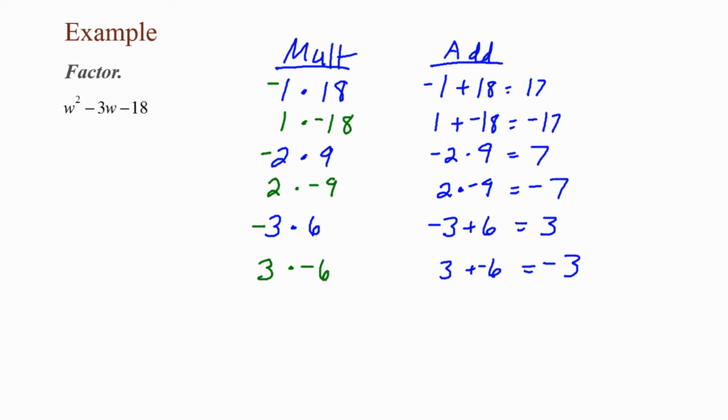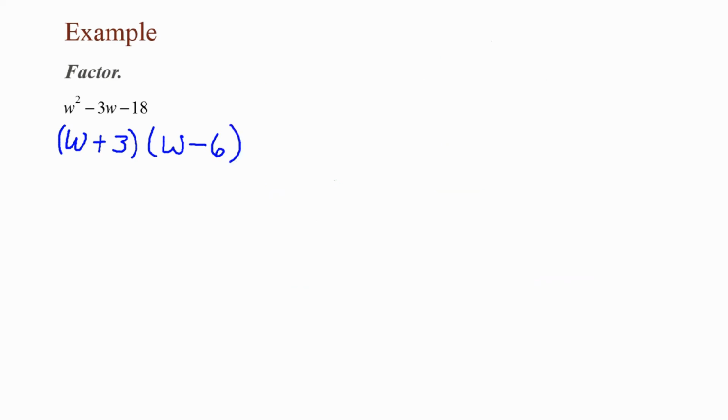Since we want our middle term to be a negative 3, 3 times negative 6 is going to be the factors we want. So I have my w and a positive 3, then my w and a negative 6. So my final answer is parentheses w plus 3 parentheses w minus 6.